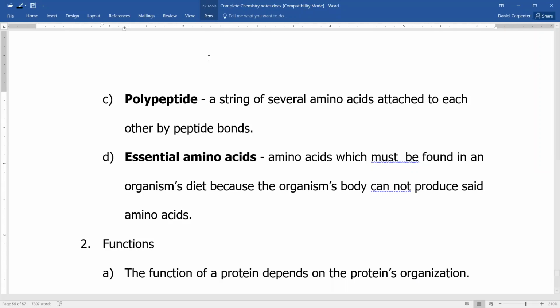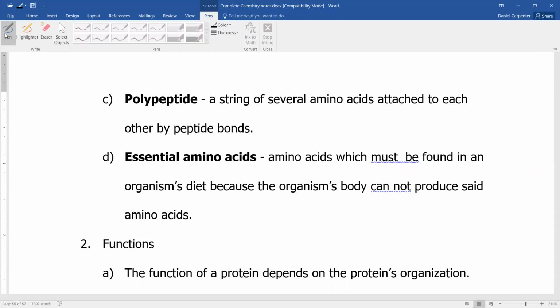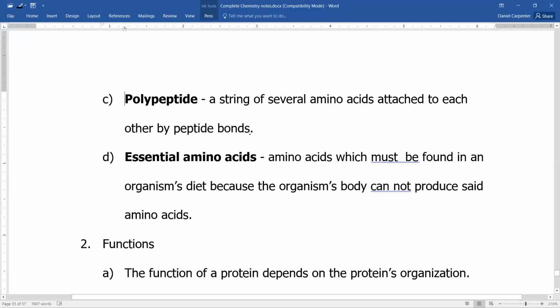So a polypeptide, let me add that. A protein or piece of protein. So I told you that hemoglobin was made of 4 chunks of about 200 amino acids. So hemoglobin is a protein, and each of those 4 pieces that make it would be called a polypeptide.